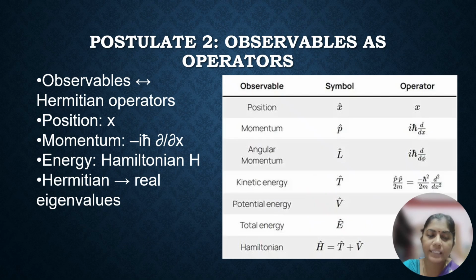The second postulate tells us every observable quantity corresponds to a linear Hermitian operator. Position is represented by the operator x. Momentum is represented by the operator minus i h-bar del by del x, and energy by the Hamiltonian operator H. Why Hermitian? Because Hermitian operators guarantee real eigenvalues, which match physical measurements. This is how mathematics ensures consistency with reality.